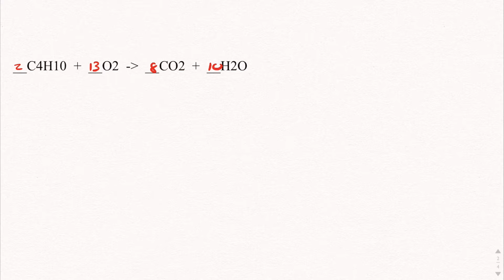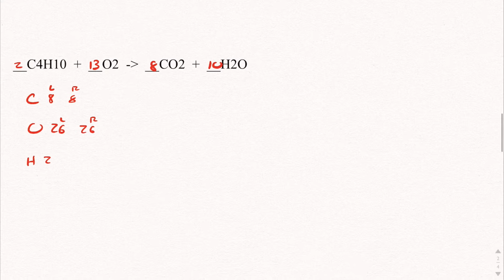So now we can check our work. We have 8 carbons on the left, 8 on the right. For our oxygens, we have 26 on the left and 26 on the right. And for our hydrogens, we have 20 on the left and 20 on the right. Everything adds up. This equation is balanced.